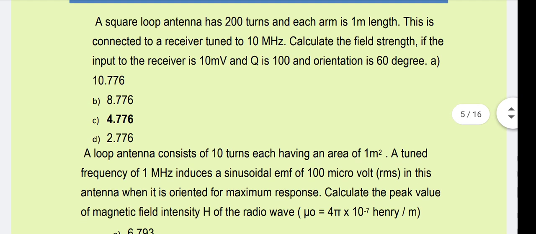A square loop antenna has 200 turns and each arm is 1 m length. This is connected to a receiver tuned to 10 MHz. Calculate the field strength if the input to receiver is 10 mV and Q is 100. The orientation is 60 degree. Option C is the correct answer, 4.776.